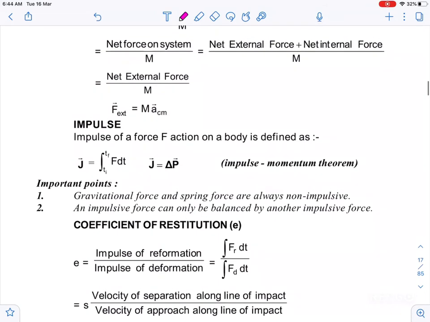Now guys, coefficient of restitution. Now the impulse momentum theorem is a very important theorem, because change in momentum is equal to impulse. You know that the rate of change of momentum, dp by dt, is equal to force. So what I have done here, guys: force into time is impulse. So you take this dt across and integrate both sides. This is the impulse momentum theorem.